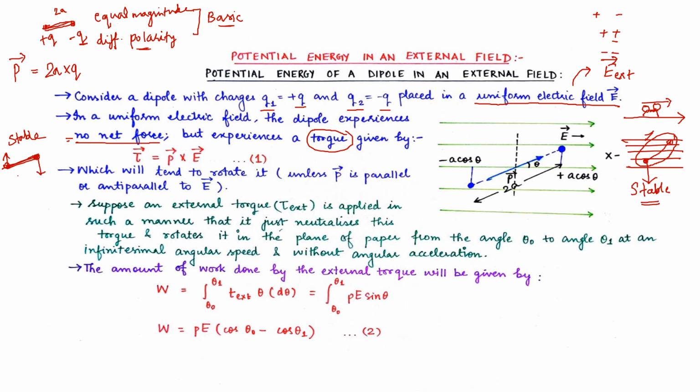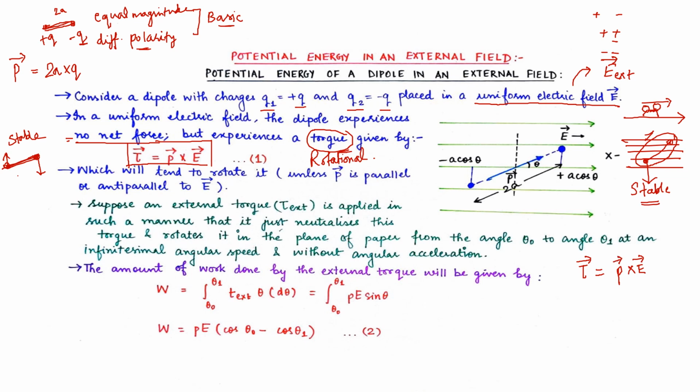Torque is a rotational force which is due to the dipole's moment and the electric field which are introduced in this. So this torque will be given as tau equals P cross product E. This one thing should be remembered very nicely, that our torque gives us the cross product of P and E.